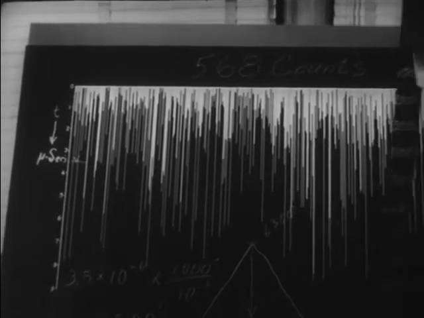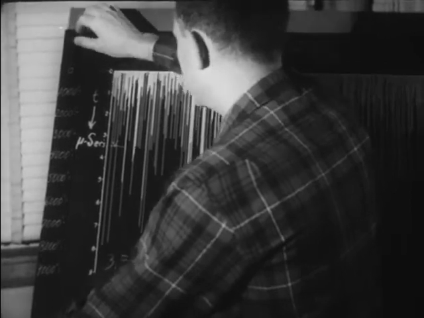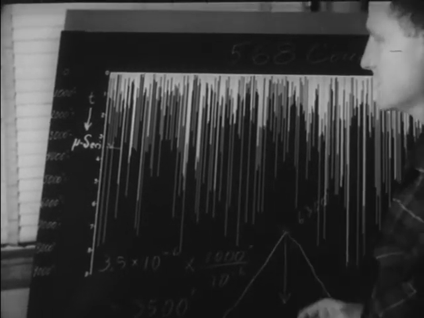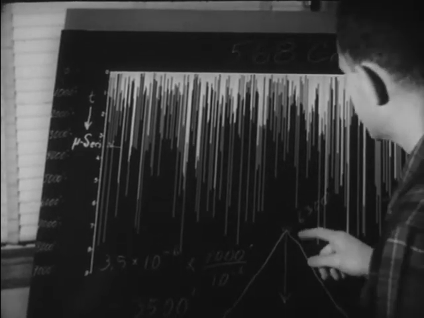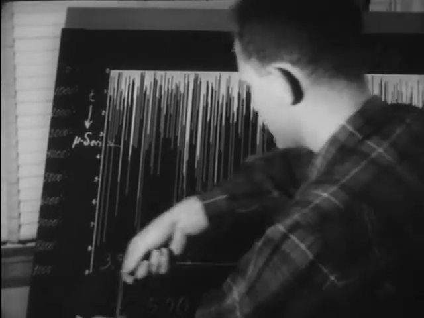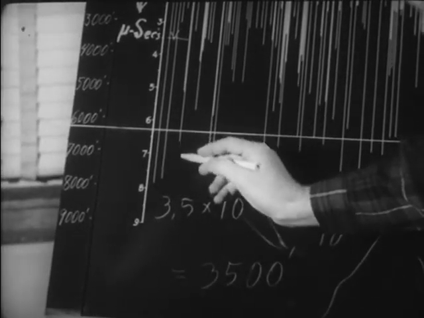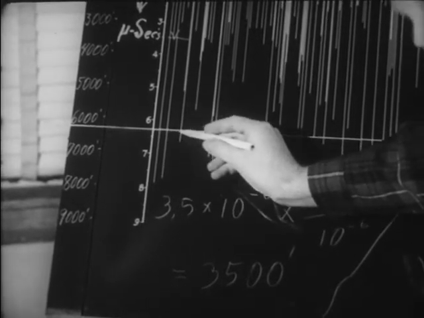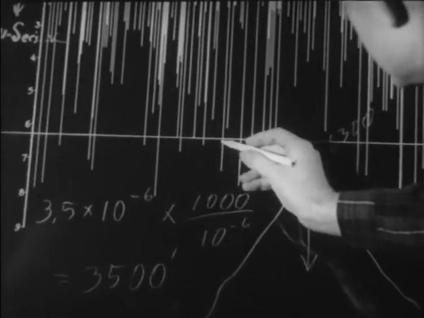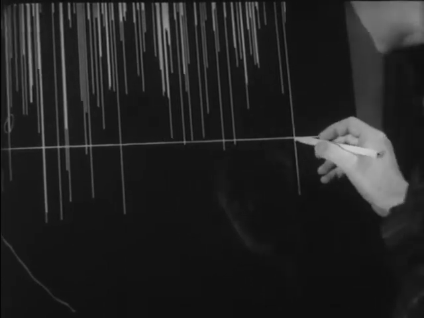I might, in fact, simply relabel this axis over here in thousands of feet. And then we can simply ask, how many of our mesons would live to reach sea level, which is 6,300 feet down? Let me put a string across here at 6,300 feet and simply count how many of our mesons would have gone down that far and reached this level. There's 1, 2, 3, 4, 5, 6, 7, 8, 9, 10, 11, and so on up to 26, 27.